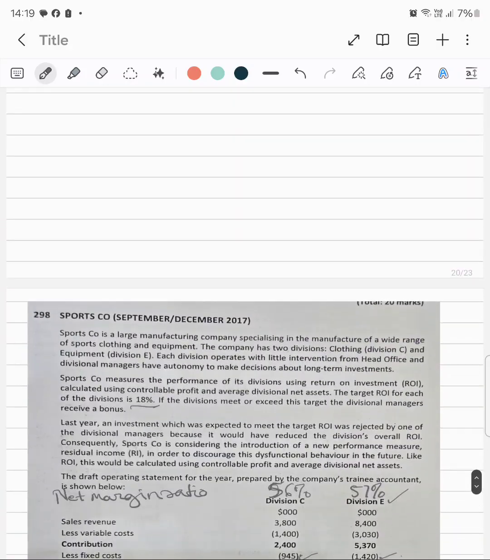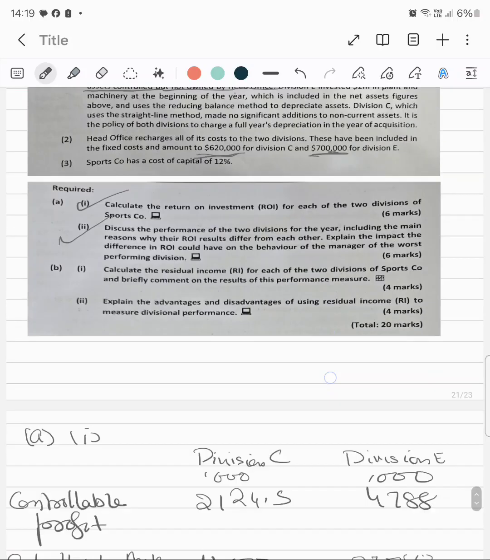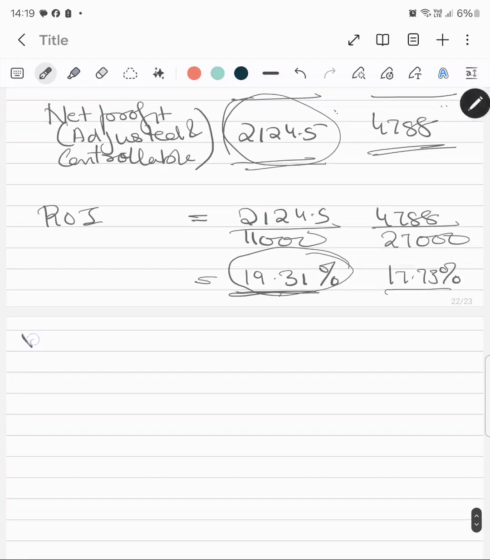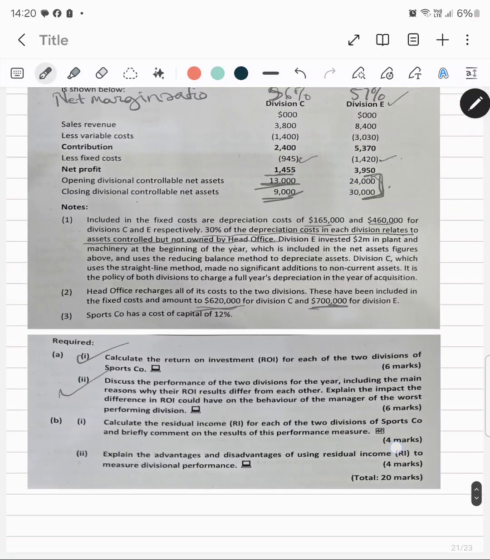Now let's jump on to part B. We have done this. Now part B says calculate the residual income for each of the two divisions, and briefly comment on the results of this performance. How do we calculate? We have the controllable profits calculated in part 1. So controllable profits was 2124.5 and 4788 minus what is the cost of capital given? 12%.